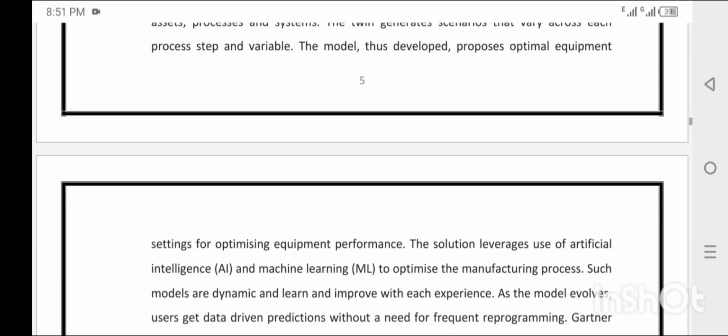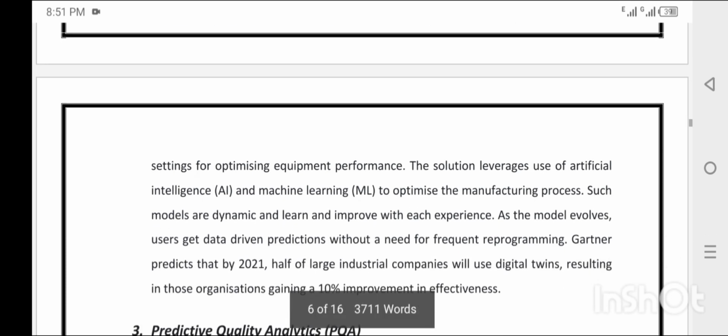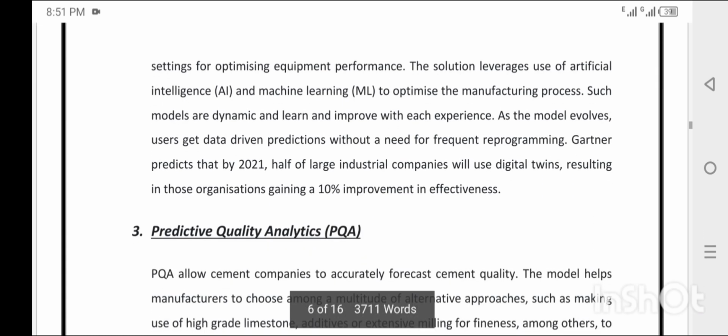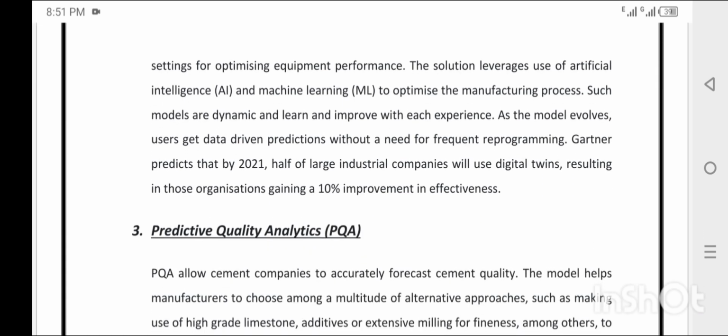AI, artificial intelligence, and machine learning is used to optimize the manufacturing process as the model evolves. Users get data without frequent reprogramming.